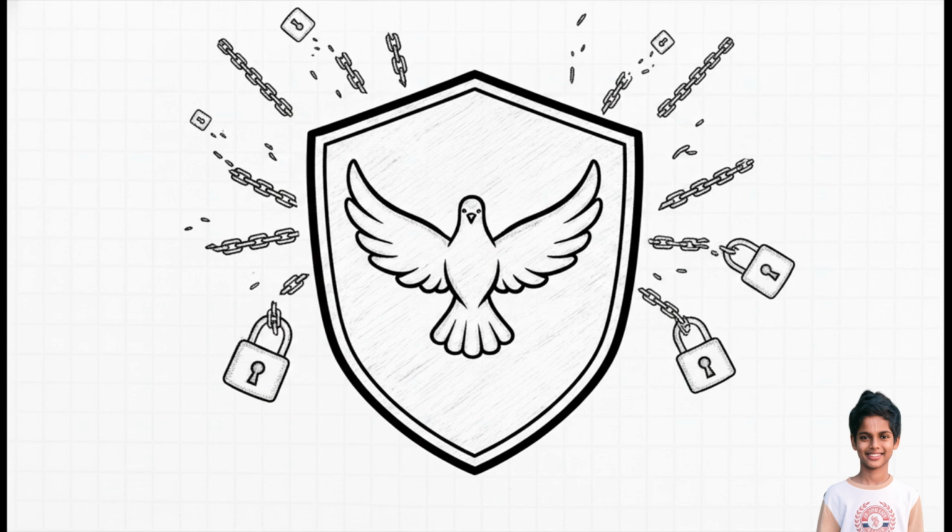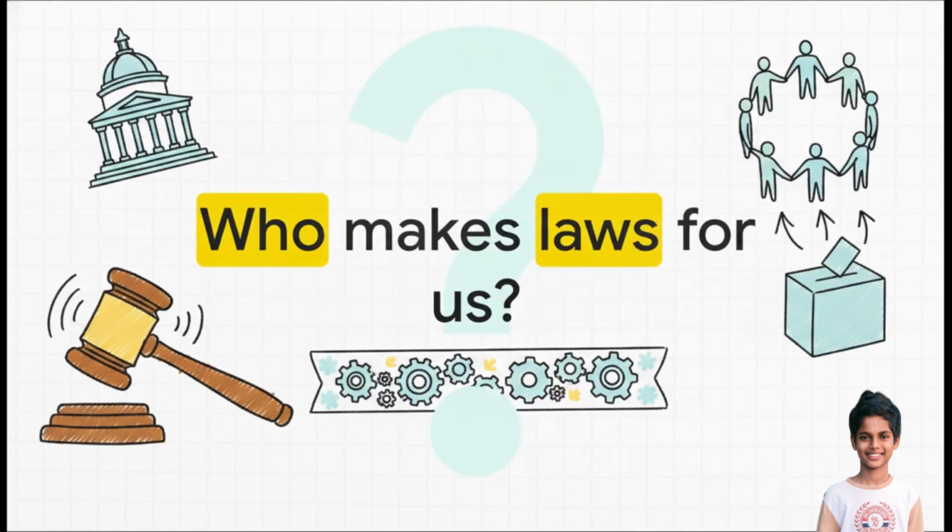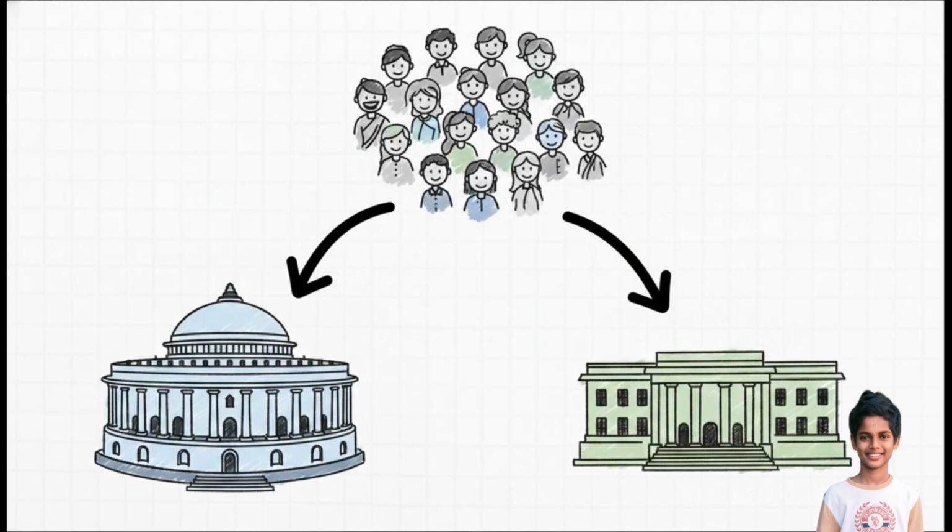So, if we all have to follow the law, I've got a direct question for you and your friends listening right now. Who actually makes these laws for us? Take a second, really think about it before I give you the answer. Did you guess it? Unlike a monarchy where some king just decrees the law, in a democracy, it's the people who make the laws for themselves.